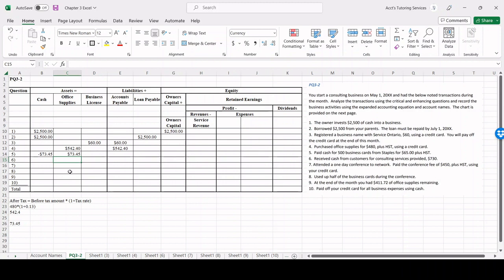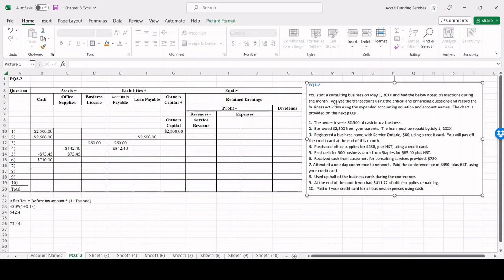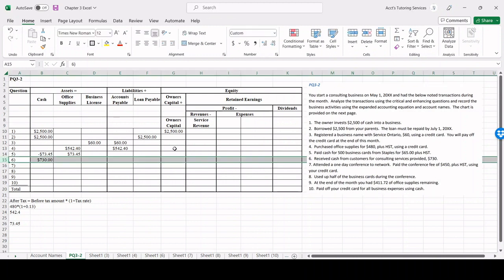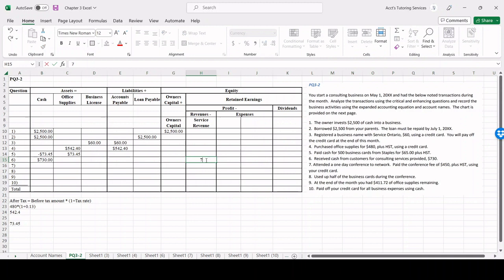Number 6, receive cash from customers for consulting services provided, $730. We received cash, it tells you. So cash, asset, here you go, just type it in or just write it down, $730. And now we know that we performed a service, because remember, you started a consulting business. Our main business is consulting, it's a service. So our service revenue is also going to go up by $730.